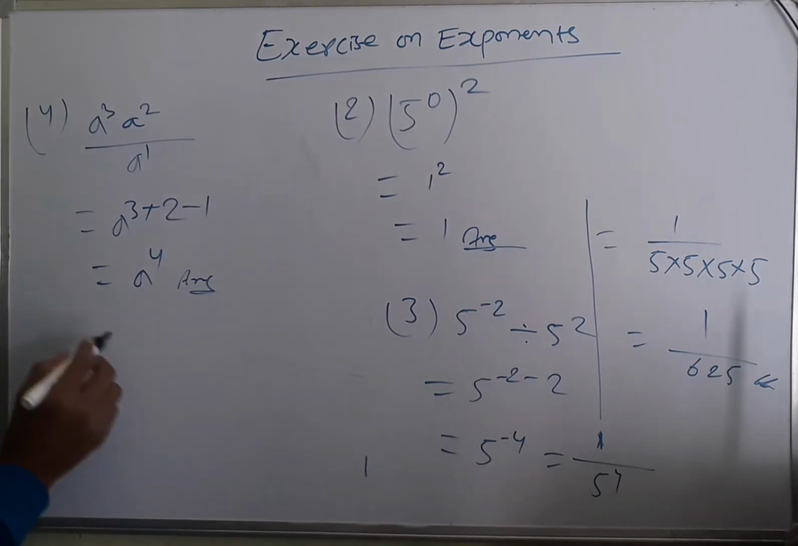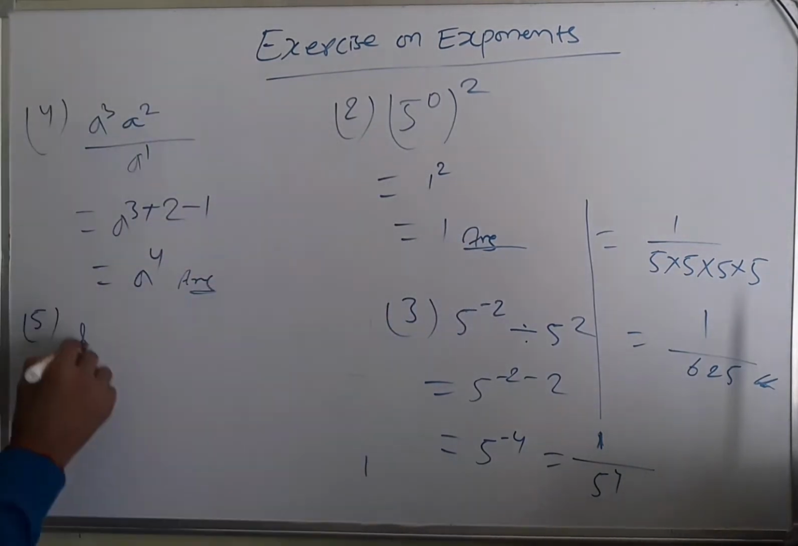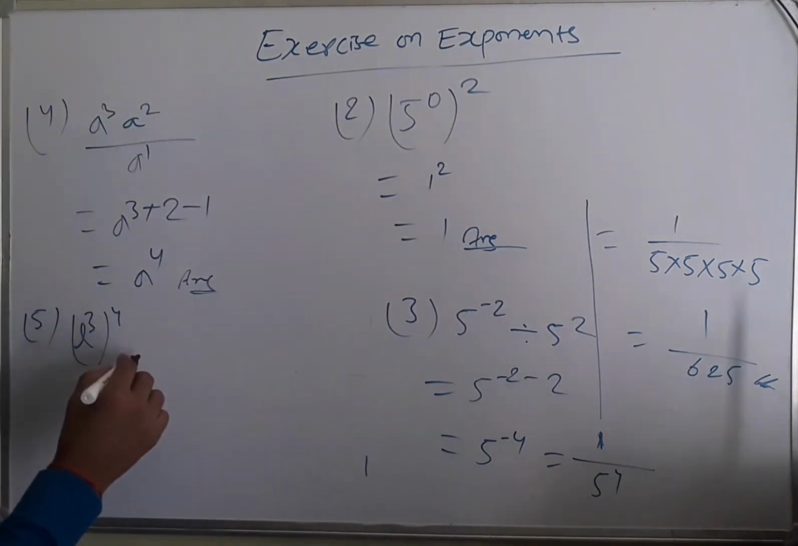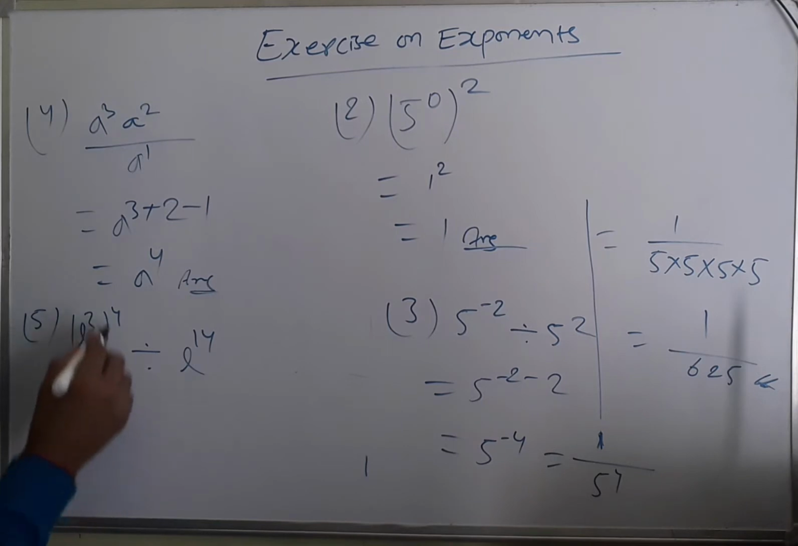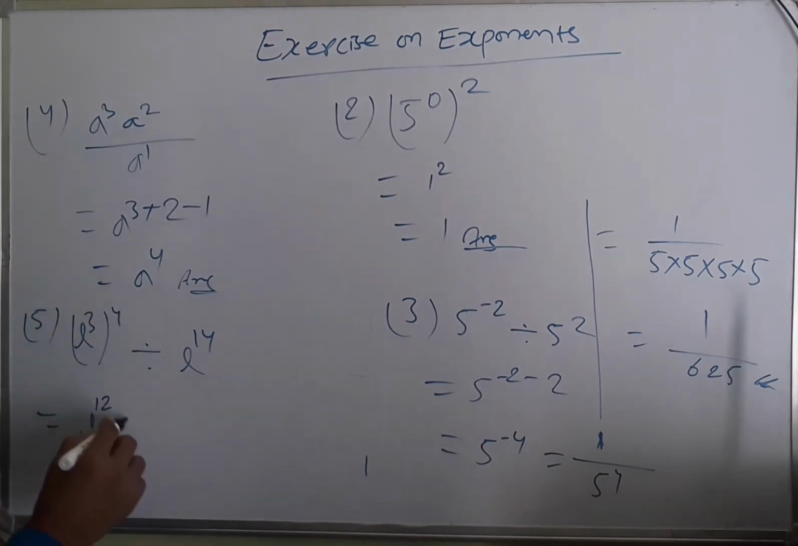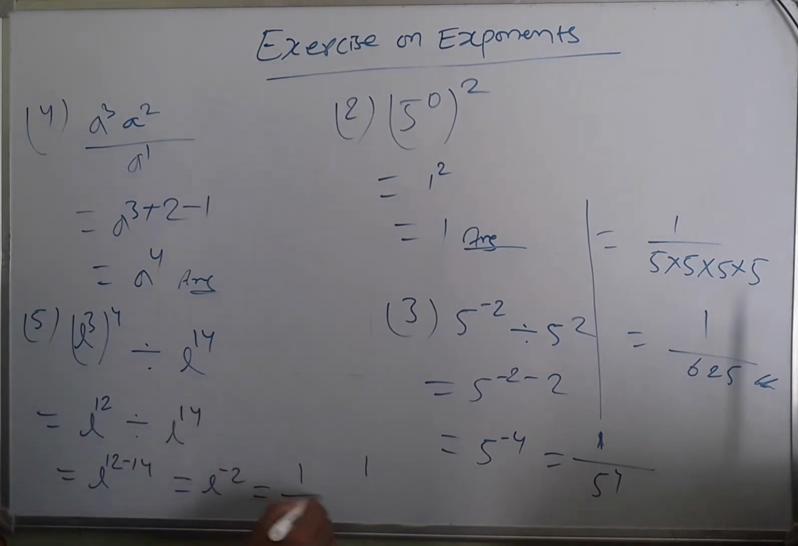Let's do the fifth problem. It is L cubed to the power 4, divided by L to the 14th. How do you deal with this? You can multiply the exponents and divide by L to the 14th. Now, as this is division with the same base, you can subtract the exponents. So it should be L to the power minus 2, and this can be written as 1 over L squared, and that's your answer in this one.